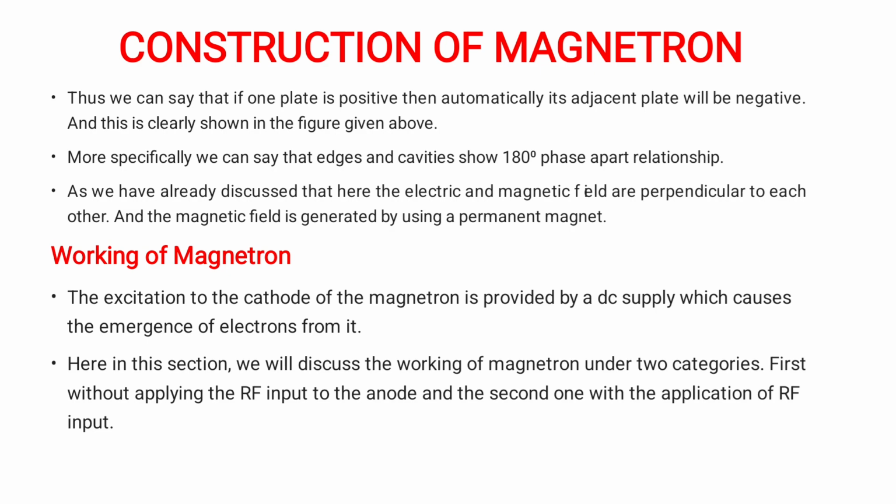As we have already discussed, the electric and magnetic fields are perpendicular to each other, and the magnetic field is generated by using a permanent magnet. Now, for the working of the magnetron, the excitation to the cathode is provided by a DC supply, which causes the emergence of electrons from it. In this section we will discuss the working of the magnetron under two categories: first, without applying the RF input to the anode, and second, with the application of RF input.